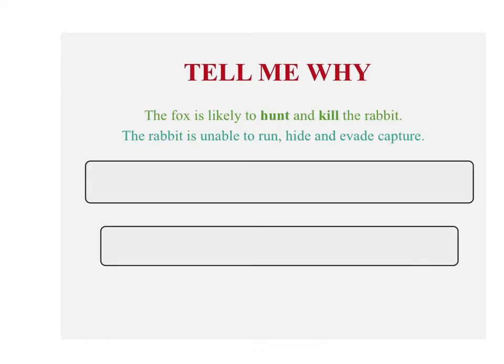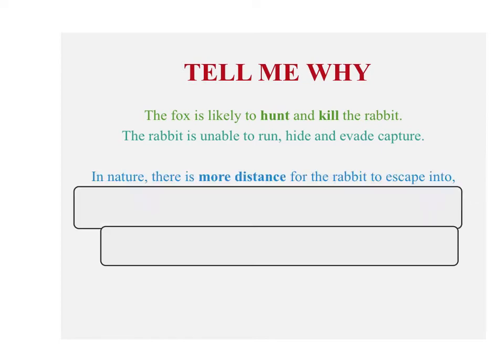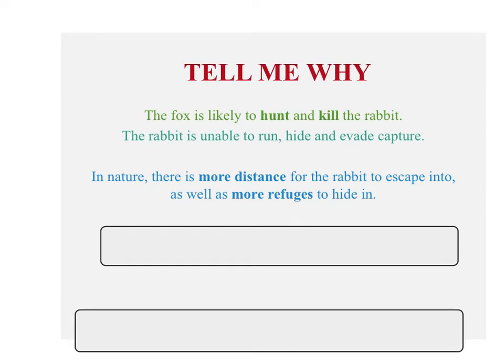So in that glass box, the size of your room, depending on how big you are, depends on how much space there would be. But the fox is likely to hunt and kill the rabbit regardless of what happens, because the rabbit can't hide. It's a glass box, there's clear walls, it thinks that it can keep running, but it can't. It can't evade capture. However, in nature, there's always plenty more distance for the rabbit to escape into, as well as more places for them to hide, bushes, shrubs, maybe into a burrow.